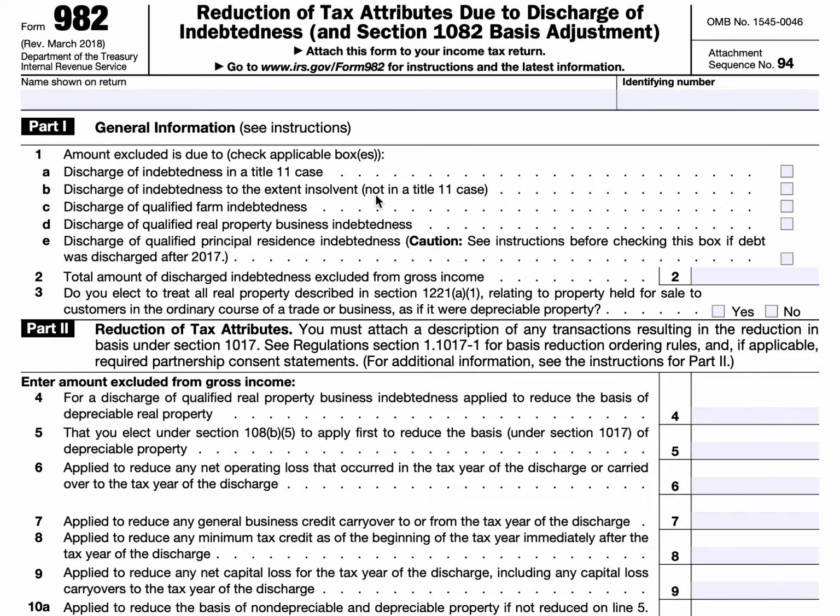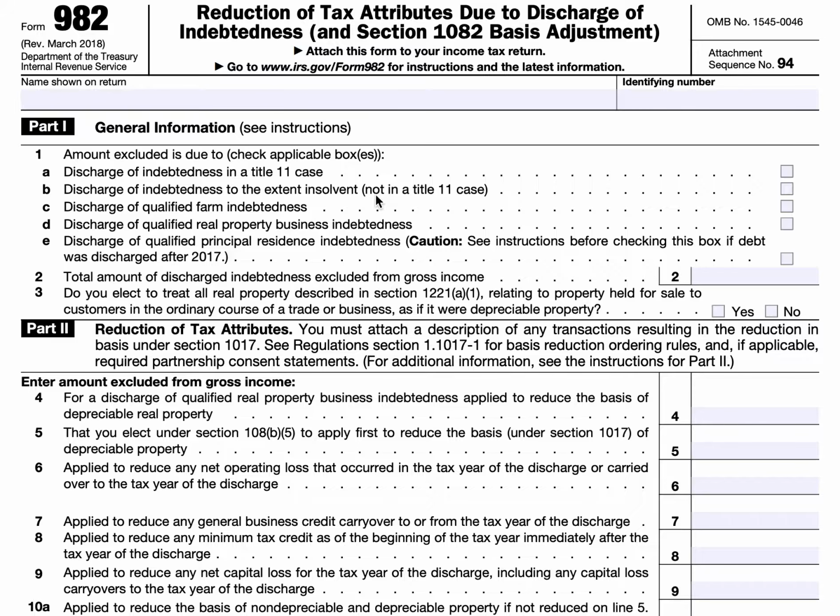And you are insolvent to the extent that your liabilities exceed the fair market value of your assets immediately before the discharge. So, for example, if you owe $10,000 on credit cards, but you only have $7,000 of assets in your name, then you would be considered insolvent for the purposes of filing this form, and you would be insolvent to the extent of $3,000, which is the difference between your assets and your liabilities.